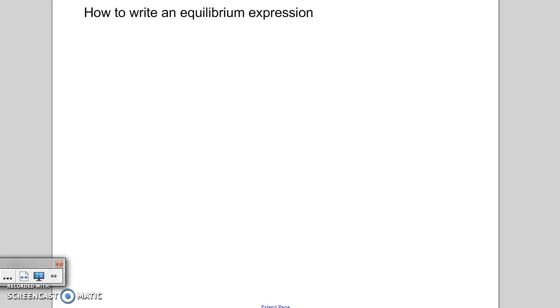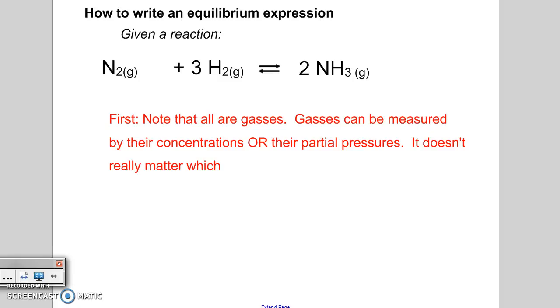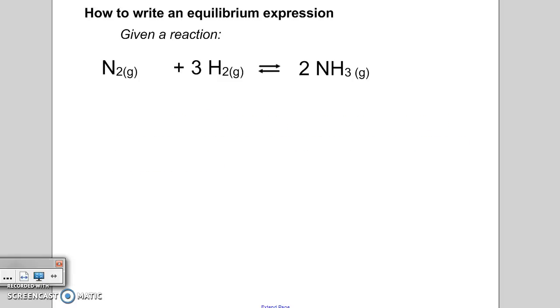So here's how you write an equilibrium expression. It's a little bit more complicated than what I've shown so far. Let's take the following reaction, the ammonia synthesis reaction. Note, of course, that these are all gases, all with little g's. Gases can be measured by their concentrations or by their partial pressures. It doesn't really matter which. That will change the value of K. We'll get into that in just a little bit.